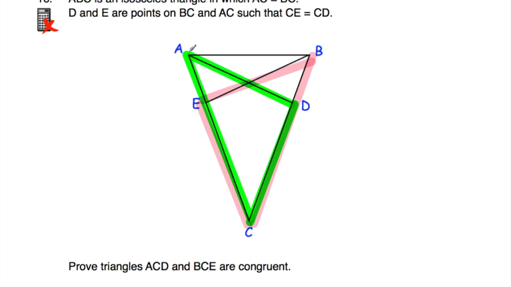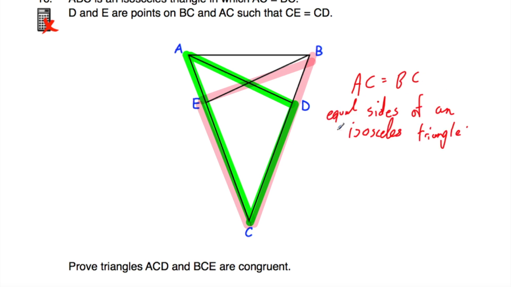The first thing that I noticed is that we were told that the original triangle ABC was an isosceles triangle. AC and BC are included in the triangles that we're looking at, and we know that those two sides are the same length, because we were told that AC equaled BC. So let's write that down: AC equals BC, as they're equal sides of an isosceles triangle. Okay, so that's the first thing that I've written down there.